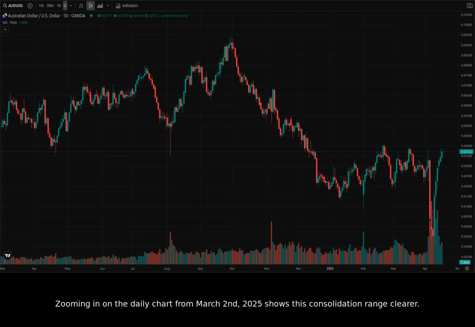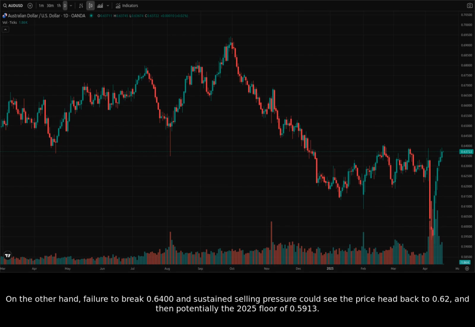Zooming in on the daily chart from March 2nd, 2025 shows this consolidation range clearer. Notice how we've traded to 0.64 and rejected from that. It looks like that's where we're trading now. As the FX Street website mentioned, we could be approaching the yearly peak of 0.6408. If we break above this, we could test the November 2024 high of 0.6687.